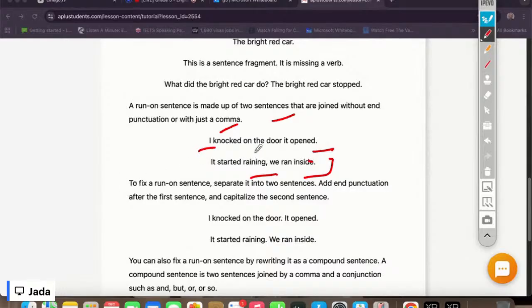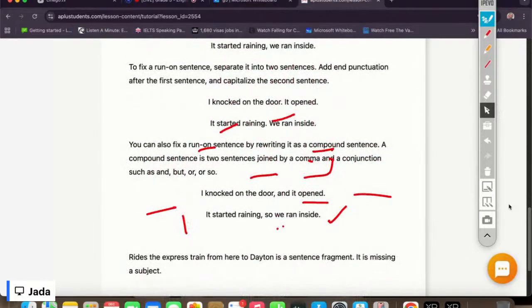All right, so to fix a run-on sentence, you have to separate it into two sentences, add end punctuation after the first sentence, and capitalize the second sentence. So that's how we can fix the run-on sentence. We have "I knocked on the door." We have a period, "It opened." So this sentence is fixed. "It started raining." "We ran inside."